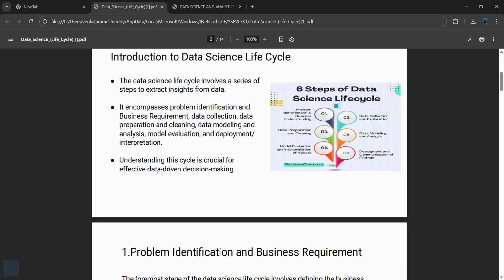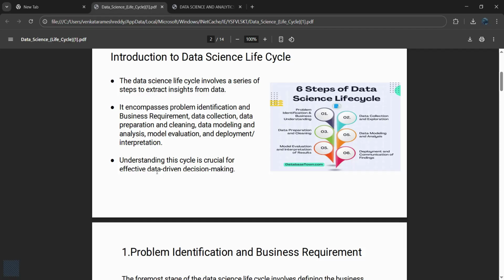This is very important, guys. While going to interviews, they will ask an interview question like this: how many steps are there in the data science life cycle? You need to answer that. Sometimes they may ask like this also: you need to remember how many steps, and also the names of the steps.